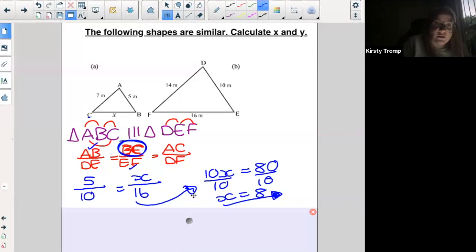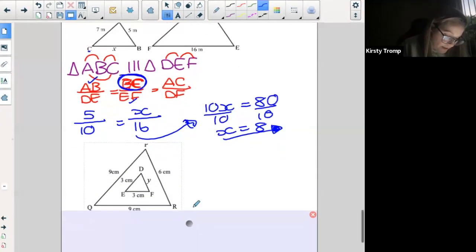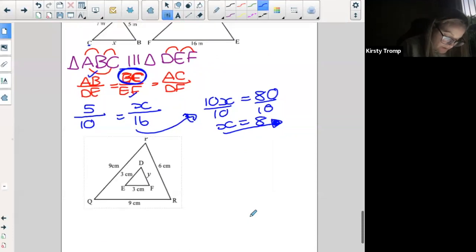So well done to those of you who said that it was equal to 8. You are completely right. For those of you who are asking, ma'am, where's Y? There's Y. Have a look at that one. Let's go have a look. Those two shapes are similar. So again, I'm going to jump ahead a little bit for us.